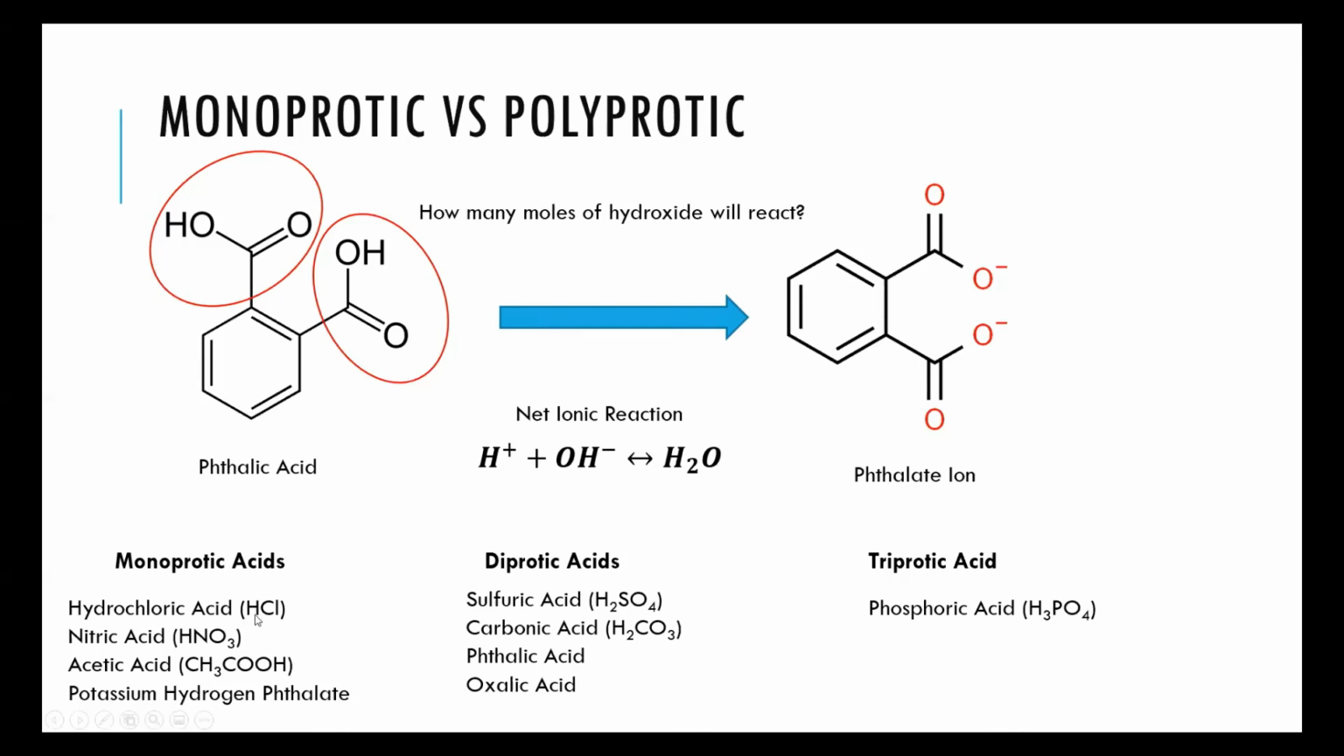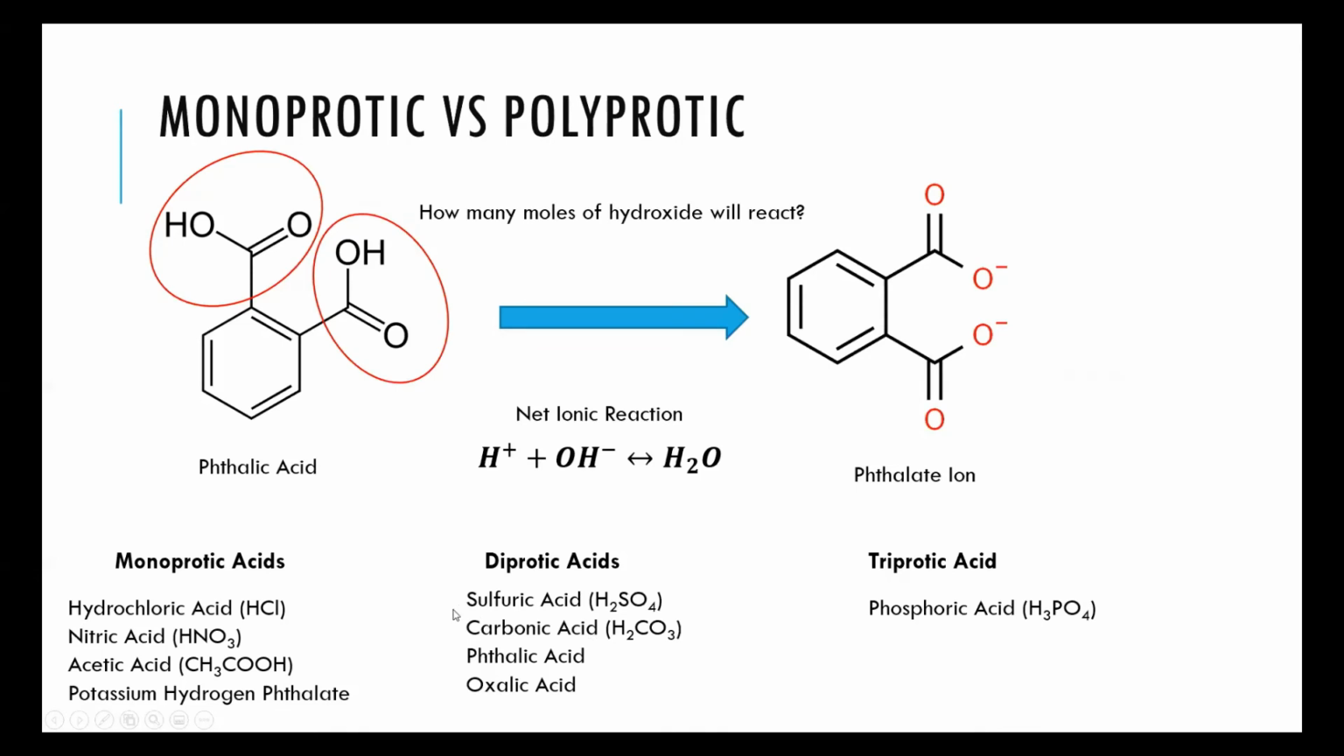So knowing how many protons are available on a particular acid will indicate how many hydroxides can actually react with it. So many times there are monoprotic acids, hydrochloric acid, nitric acid, the acetic acid, and potassium hydrogen phthalate all have 1 proton associated with them.